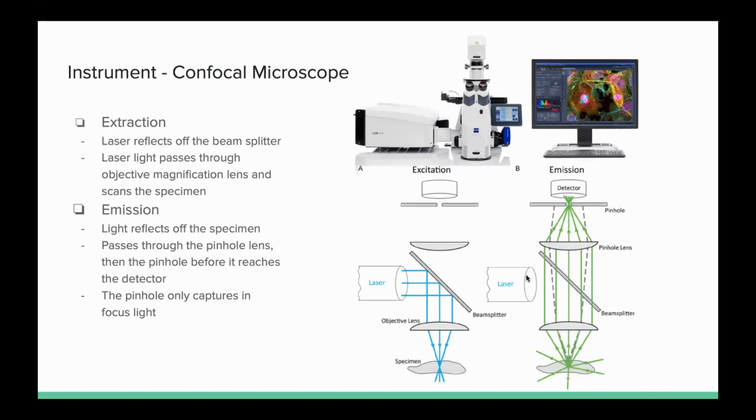Additionally, in the first phase, extraction, there may be two mirrors that reflect the laser light in order to scan different parts of the specimen in order to get a whole picture.